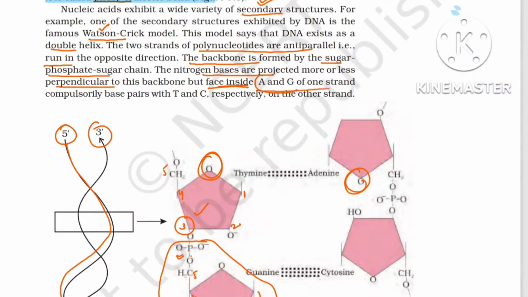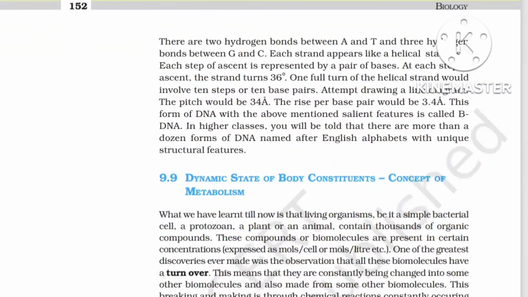And you know very well that A pairs with T and G pairs with C. So A and G of one strand always pair with T and C of the other. Between A and T, 2 hydrogen bonds; between G and C, 3 hydrogen bonds are there. It is a helical staircase. Each step represents a base pair.